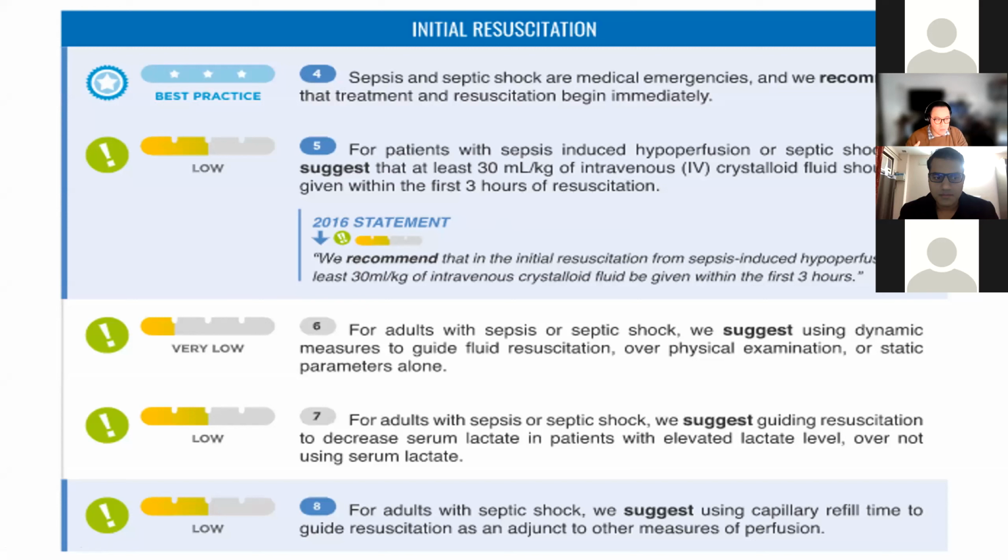So 30 mils per kilo in an average 70 kilogram male, and I don't know about your particular practice, but almost every patient that I admit to my intensive care unit is not 70 kilograms. In fact, they are probably larger than that. So you're about to give 2-3 liters of fluid within the first 3 hours of resuscitation, irrespective of what the underlying cause of sepsis is, irrespective of what their cardiac comorbidities are, irrespective of what their lung ultrasound shows. 30 mils per kilo, 2-3 liters.